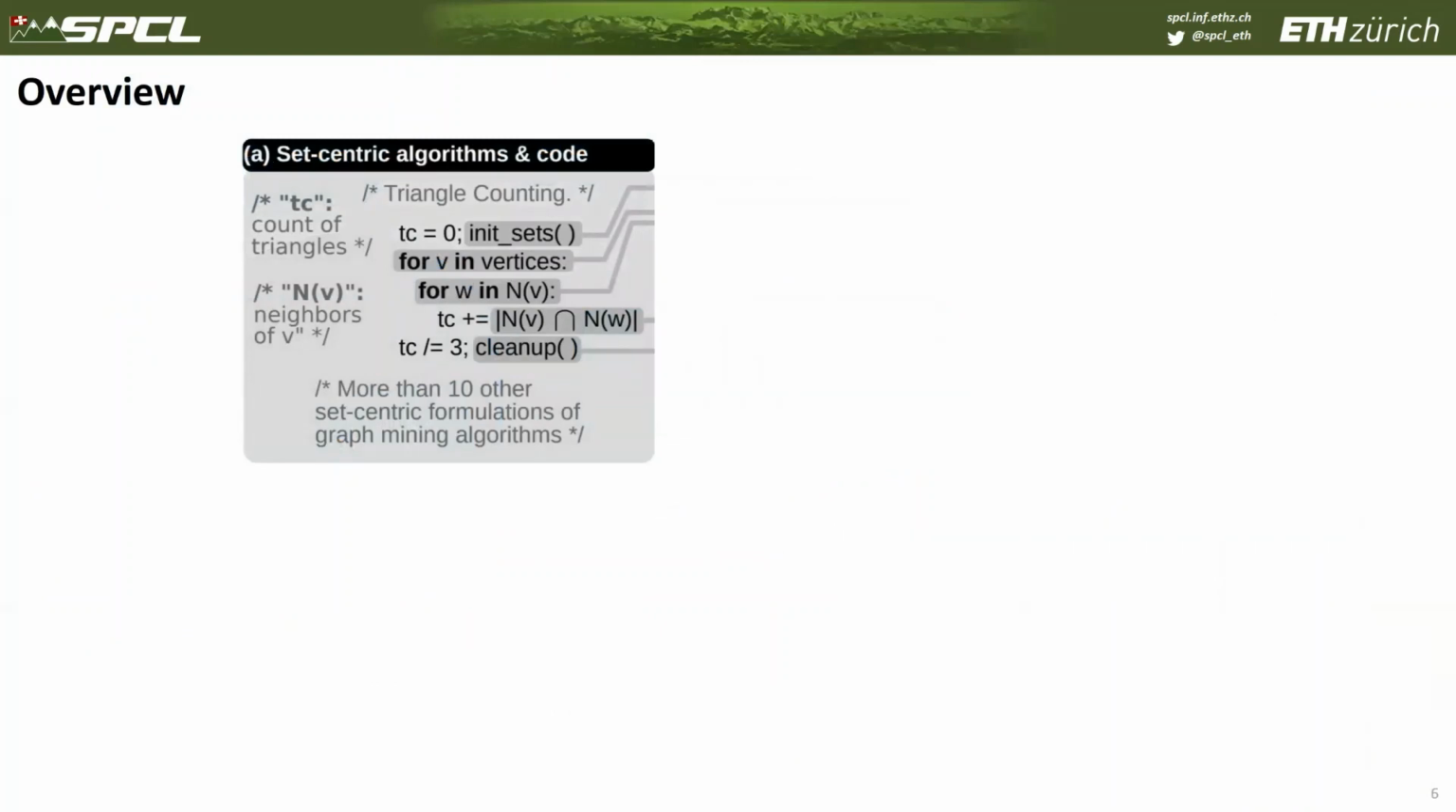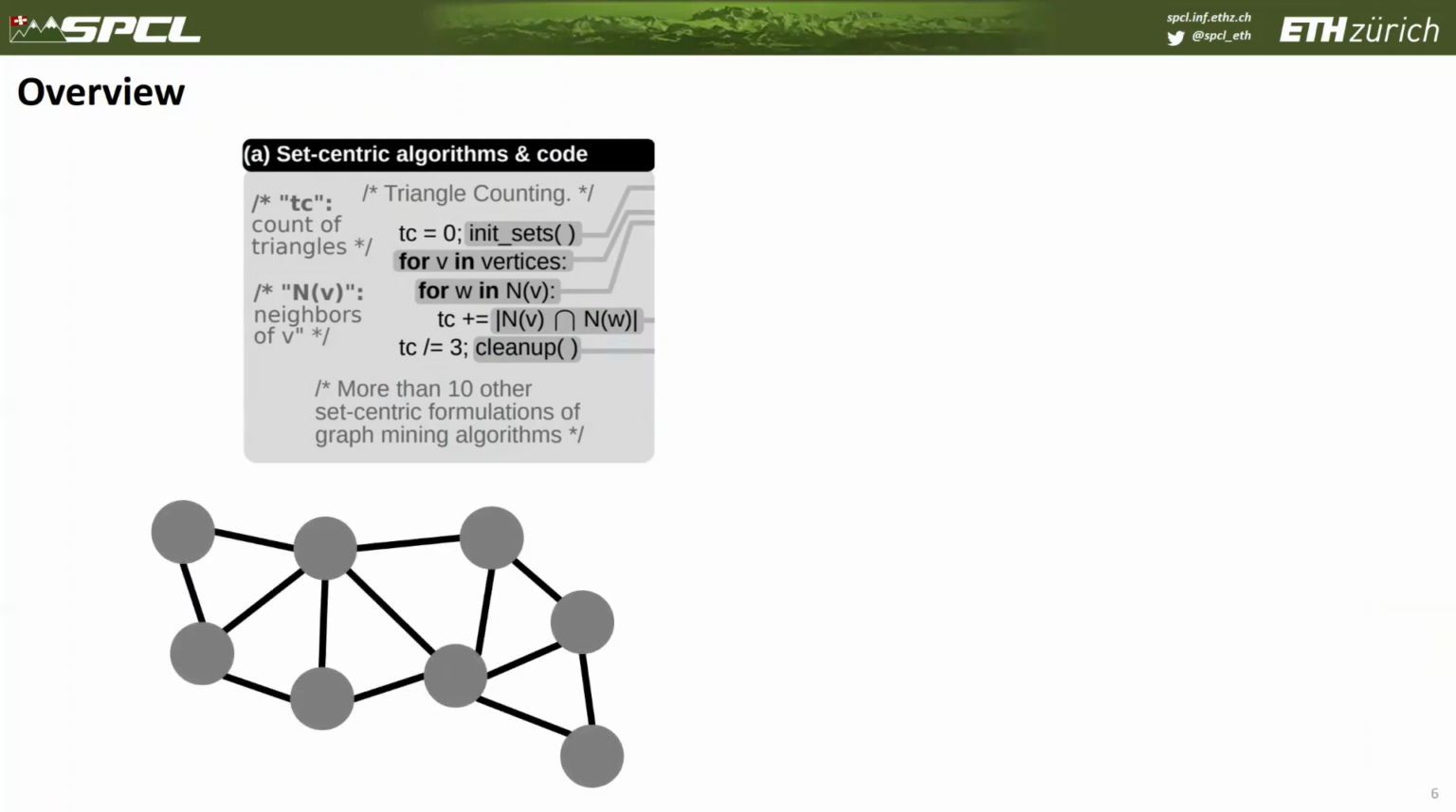Let's take a look at this in the context of a simple example. Here we are going to consider triangle counting, which is the algorithm in which we want to count all the triangles in our graph. In one part of the whole design that we provide, set-centric algorithms and formulations, we can see a triangle counting algorithm. Again, the details are not important.